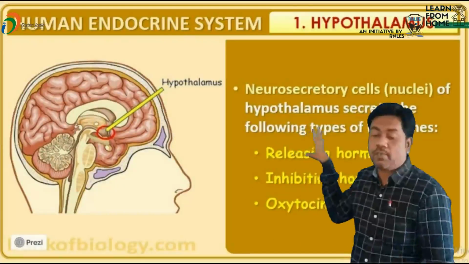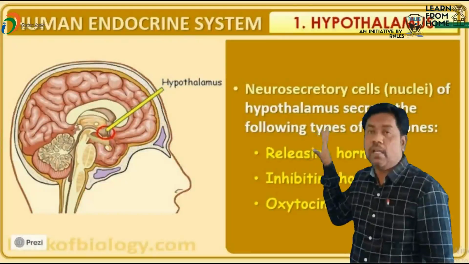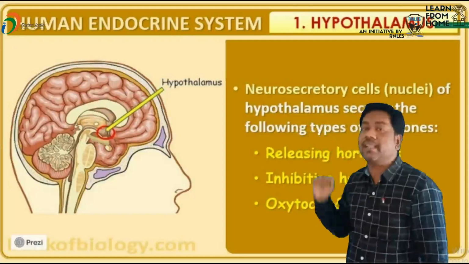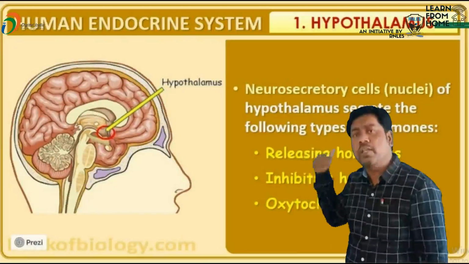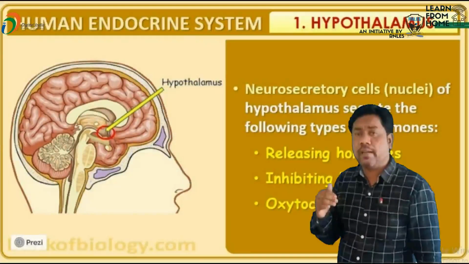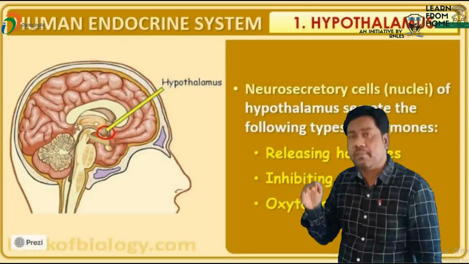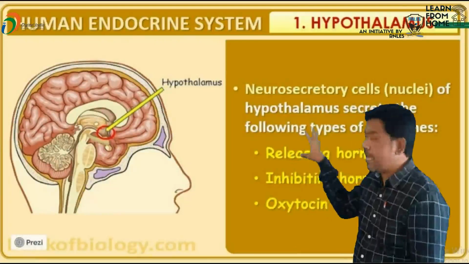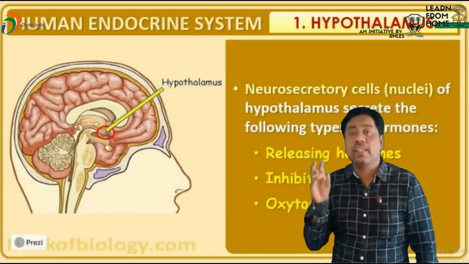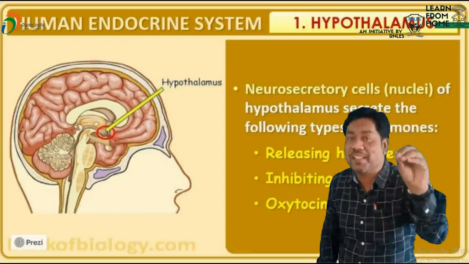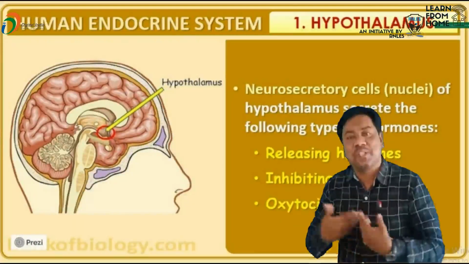What is the hypothalamus, beta? The hypothalamus is a portion located behind the thalamus, and it belongs to the forebrain. Behind the diencephalon is the thalamus, and behind the thalamus is the hypothalamus region. That region has nerve cells known as neurosecretory cells, which are responsible for the production of hormones.